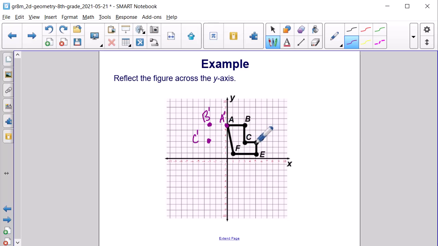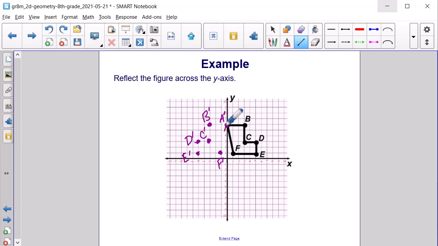And then for D, we have 1, 2, 3, 4, 5, and 1, 2, 3, 4, 5. So actually what I'm going to do is relabel C prime. There we go. Now for E, we have to go 1, 2, 3, 4, 5, and 1, 2, 3, 4, 5. And then for F, we just have to go 1 to get to the axis that we're reflecting about. So we have to go 1 in the other direction.